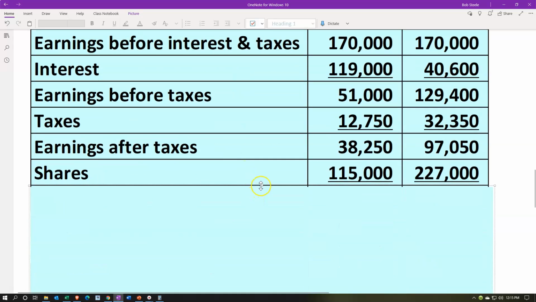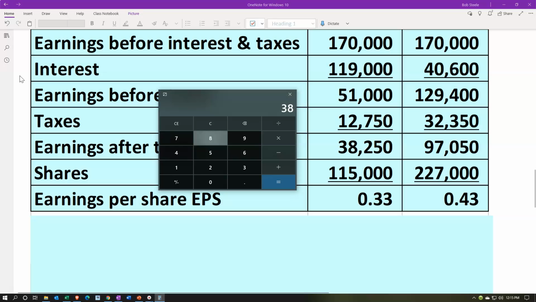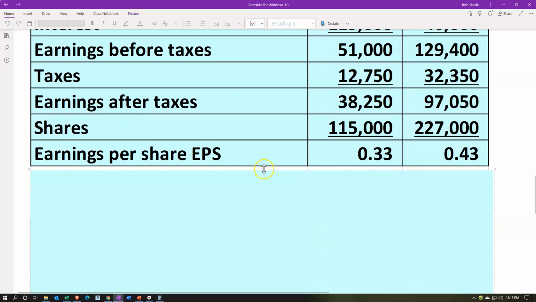So now if we were to divide out and get the earnings per share, we're going to be picking up the 38,250 divided by the 115,000. These are the number of shares that are outstanding. That's not the number of owners, but notice, of course, one owner can own multiple shares. So we're breaking this out to a per unit component. That means we have 0.33 per share, 33 cents per share, versus the 97,050 divided by the 227,000. That's going to give us the 0.42, or 42 cents per share on B's side of things.